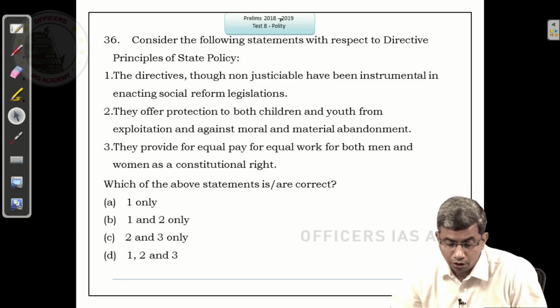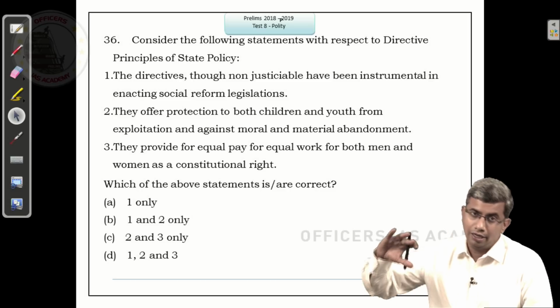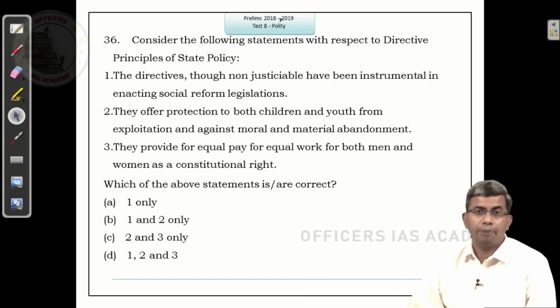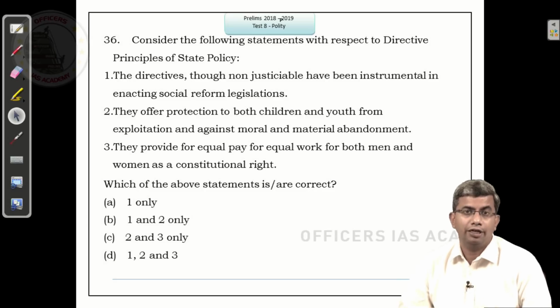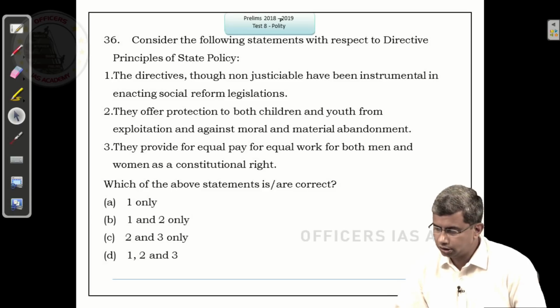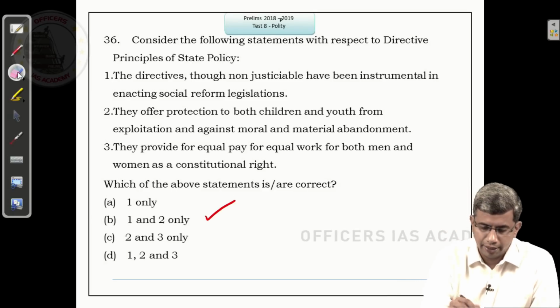They provide for equal pay for equal work for both men and women. Yes, they do. But as a constitutional right, no, the directive principles are non-justiciable in nature, so it is not a constitutional right. Equal pay for equal work is now a legal right under the Payment of Wages Act, but it is not a constitutional right. So the correct answer for this is B, 1 and 2 only, right?